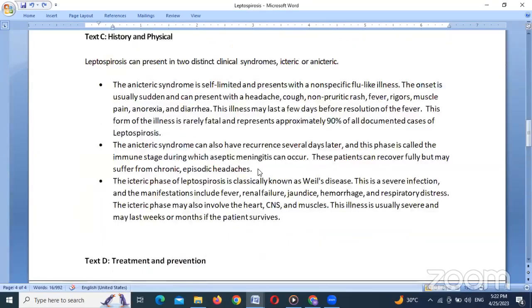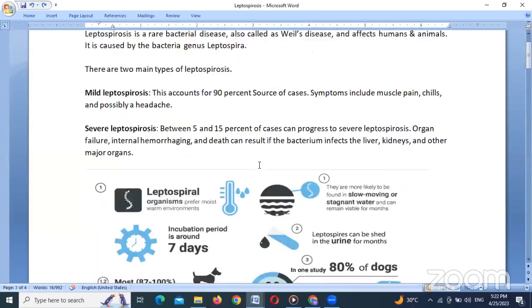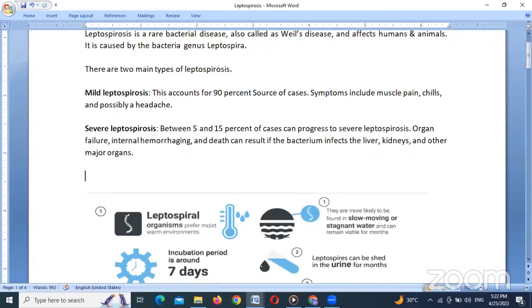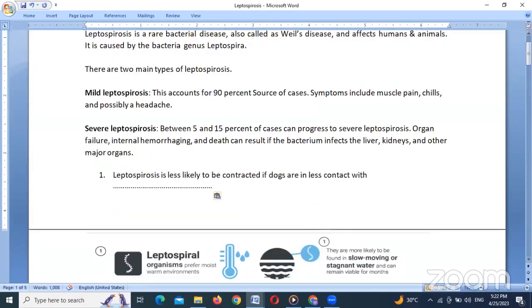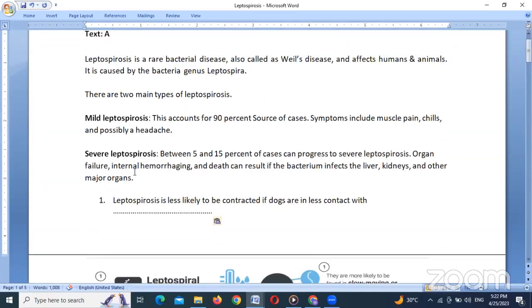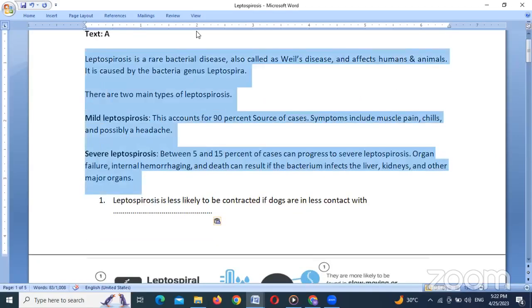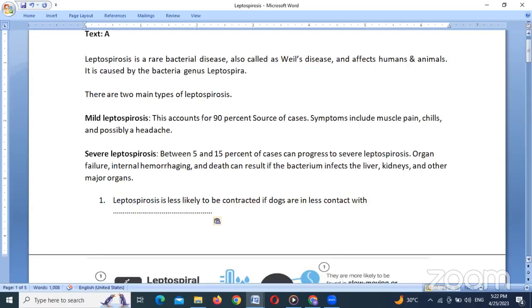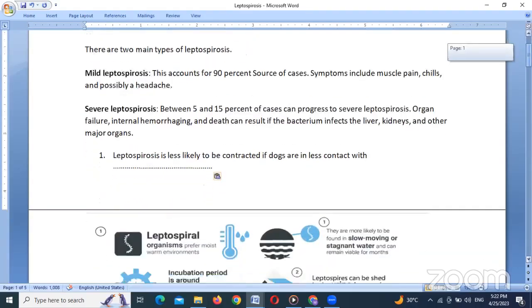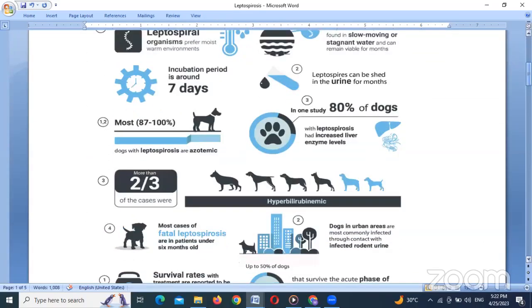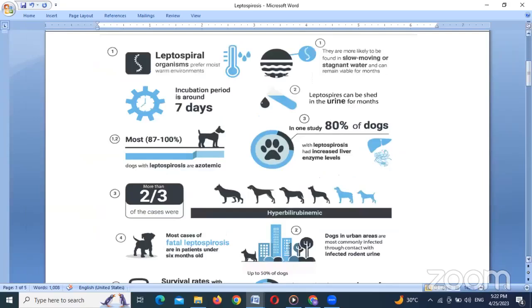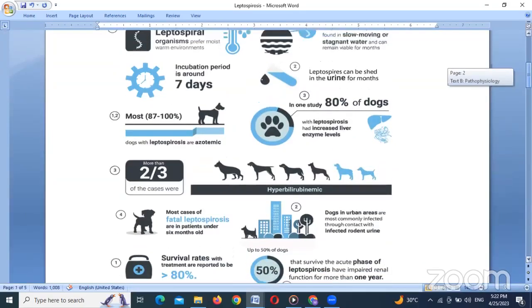So most of you are saying text A. Let us go to text A. Can you find it in the text part of text A? No, I think no. The answer is not here. Try to find it in the table. Please participate actively. Can you find the answer in the table? Quickly, please.